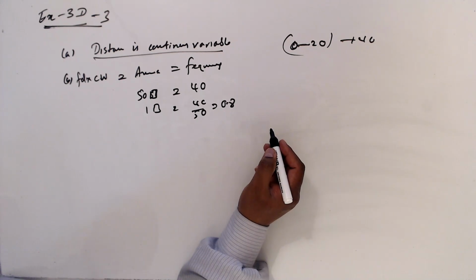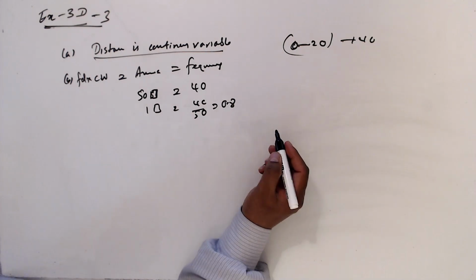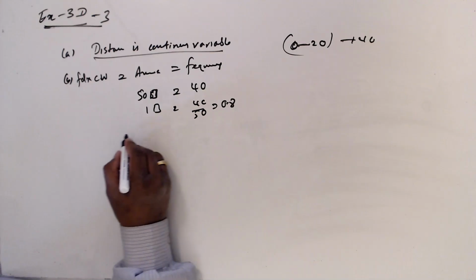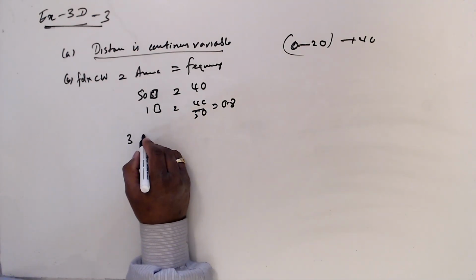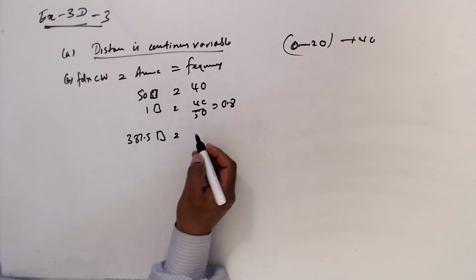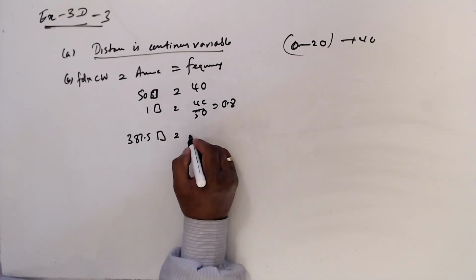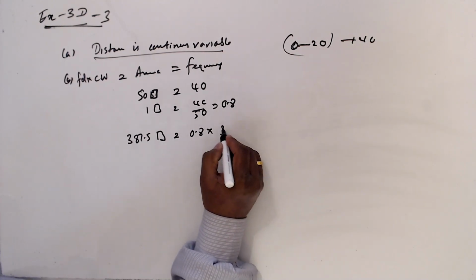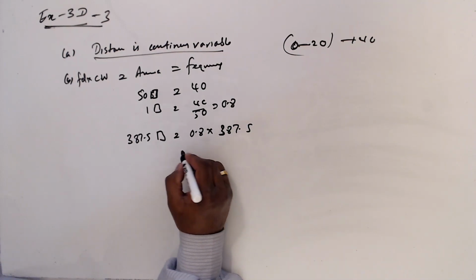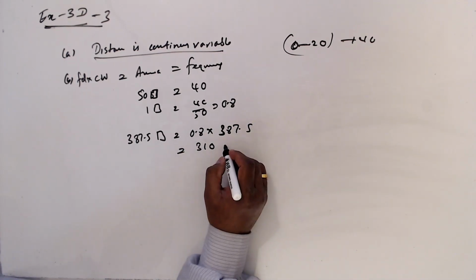Now, how many people entered the competition? So what is the total number of squares? When you count, you can see that there are 387.5 squares. Then the total is 0.8 times 387.5. So this is going to be 310 people.